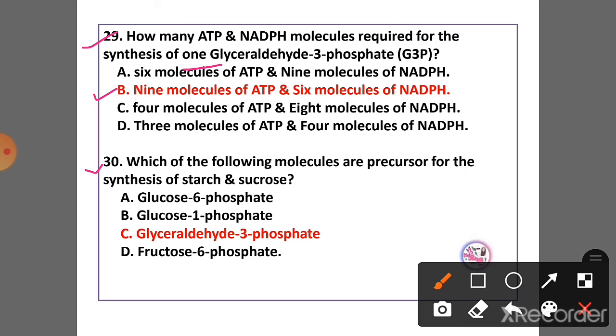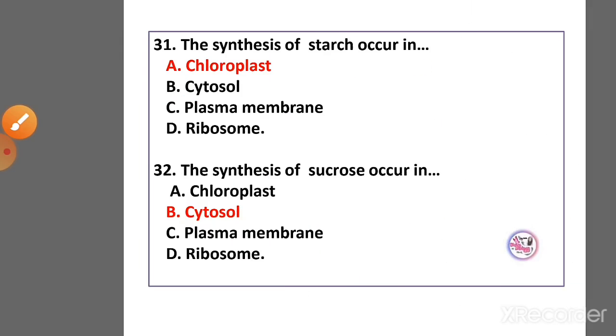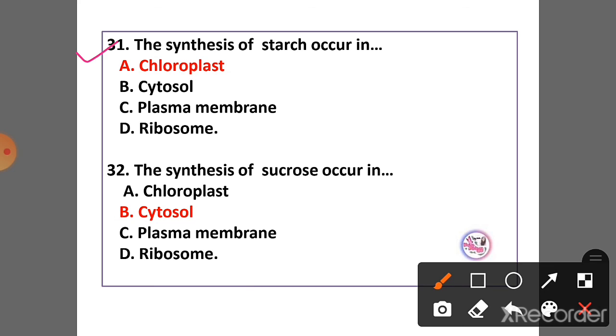Question 30. Which of the following molecules is the precursor for the synthesis of starch and sucrose? Option C, glyceraldehyde 3-phosphate is the precursor for the synthesis of starch and sucrose. Question 31. The synthesis of starch occurs in option A, chloroplast. Question 32. The synthesis of sucrose occurs in option B, cytosol.